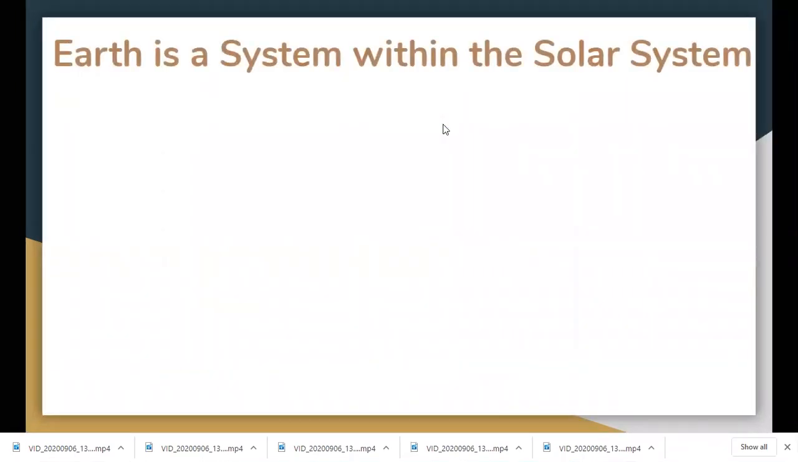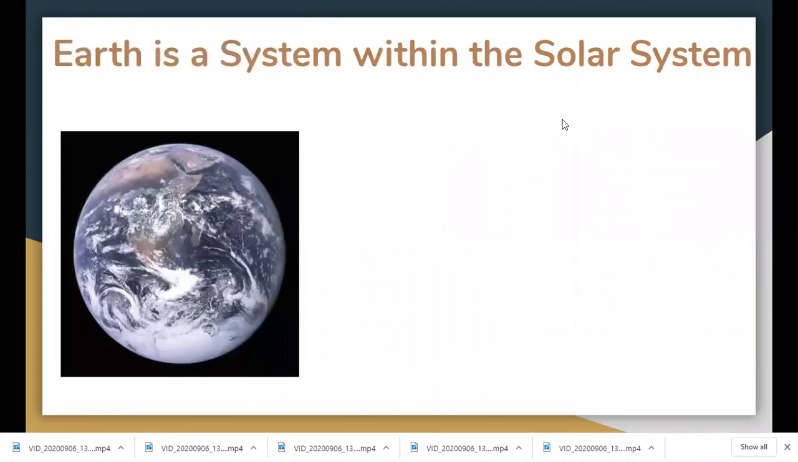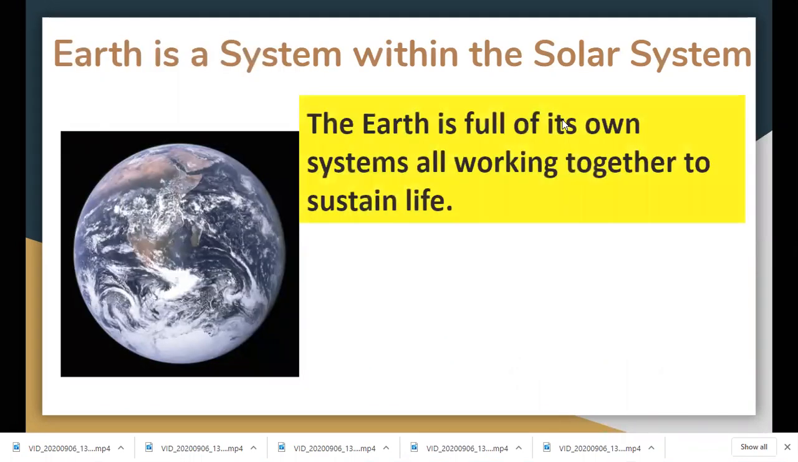Earth is a system within the solar system, right? Because there's lots of different planets that have their own systems. Earth is one tiny, teeny planet within millions of other planets and solar systems and galaxies. So here is a picture of Earth from space. The Earth is full of its own systems that are all working together to sustain life.